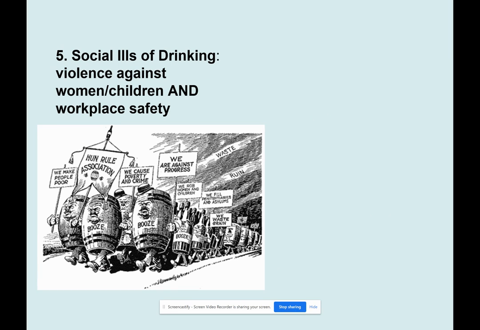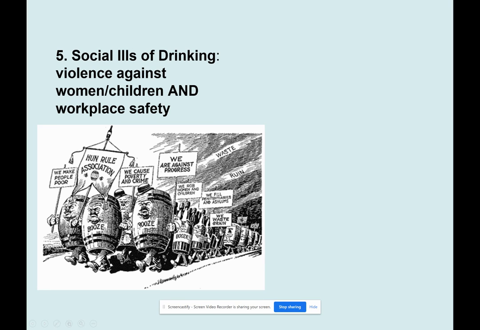Okay, the last issue we're going to discuss is the social ills of drinking, which during this period was really about violence against women and children and workplace safety. You can see on the left there's a political cartoon for a movement called Prohibition, where they want to make the sale, production, and transportation of alcohol illegal. It's not illegal to purchase or to consume, but if you were the supplier, selling it, that's not legal. It's not legal to transport it anywhere, and it's not legal to make it. That was how the law was designed.